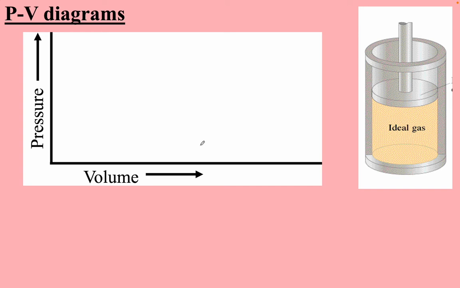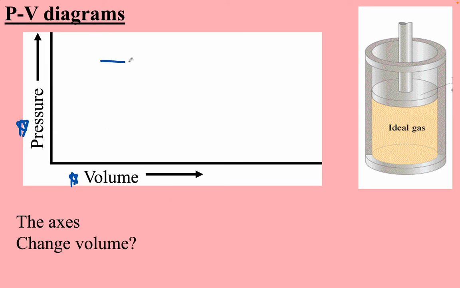So let's take a look at some processes. And to analyze thermodynamic processes, we're going to use a PV diagram, okay? So concept 0 is that the vertical axis is pressure, and it's always pressure when we do this, and the horizontal axis is volume, okay? So if we change the volume without changing the pressure, that looks like this.